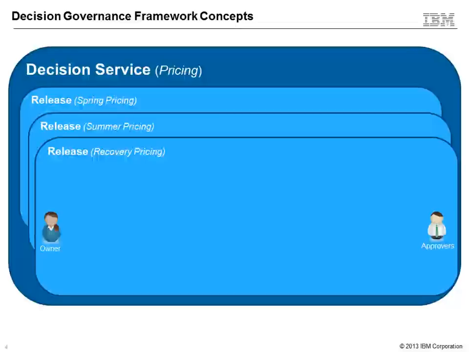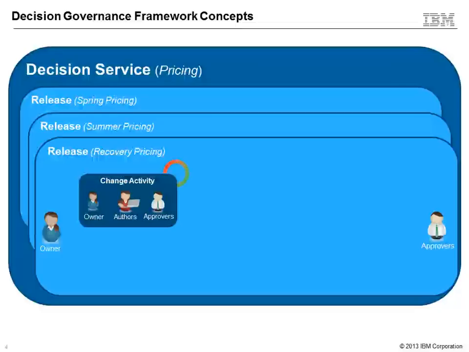Work inside releases is organized into activities. Change activities will allow rules to be modified. A change activity has an owner, authors to perform the changes, and approvers to validate the work performed inside the activity. Every activity has its own approval cycle.